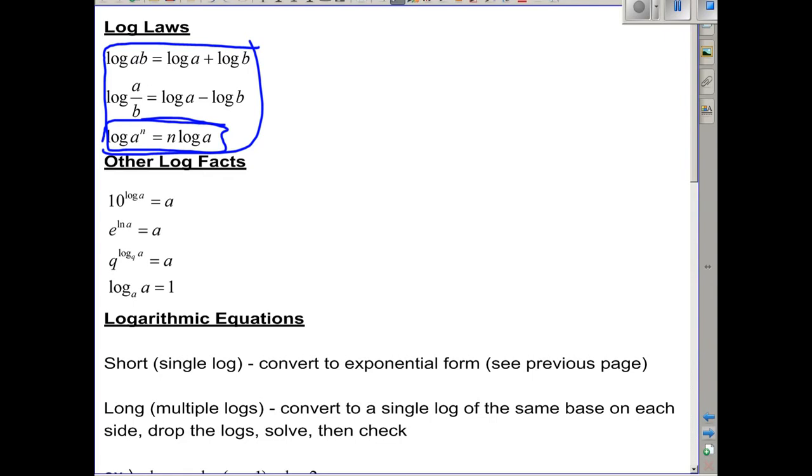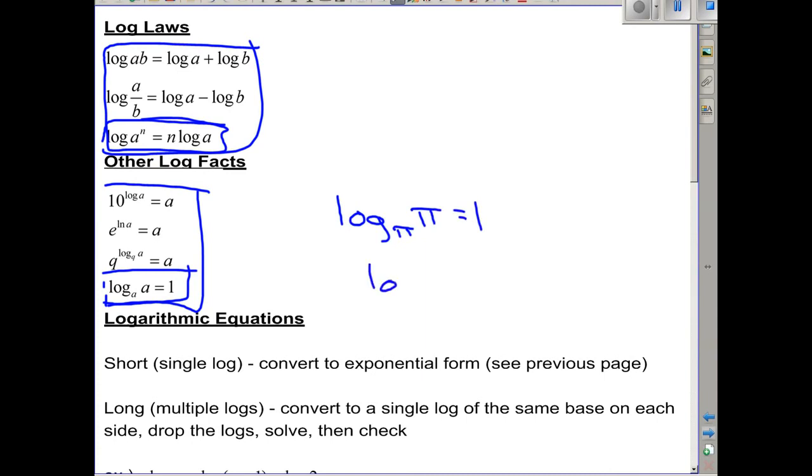Okay, a few other little log facts here. This one's really important. Log base A of A is 1. So log base pi of pi is 1. Because it says, what power do you have to raise pi to in order to get pi? Log base root 7 of root 7 would also be 1. You can't take logs of 0 or a negative number. So log of negative 17, not possible.